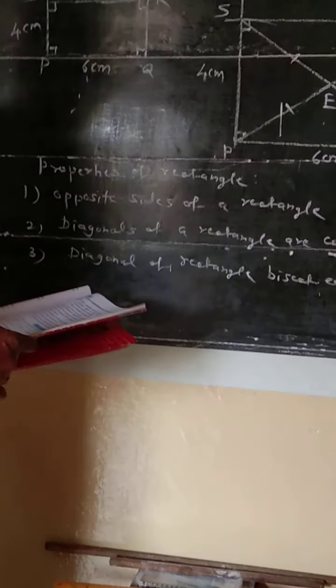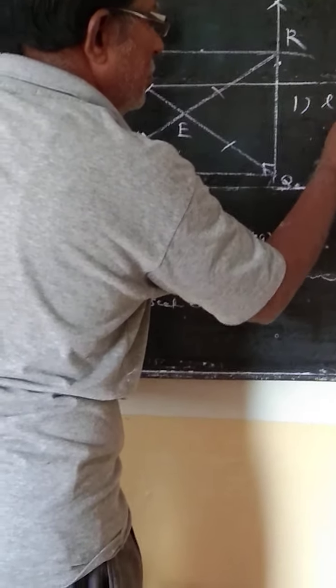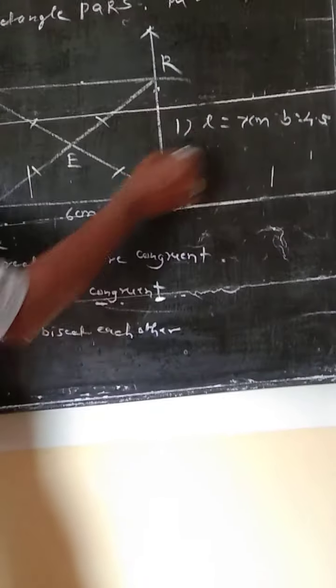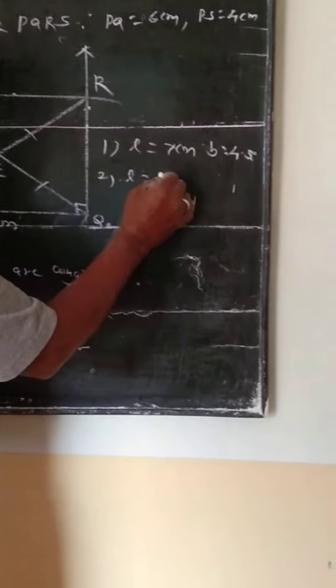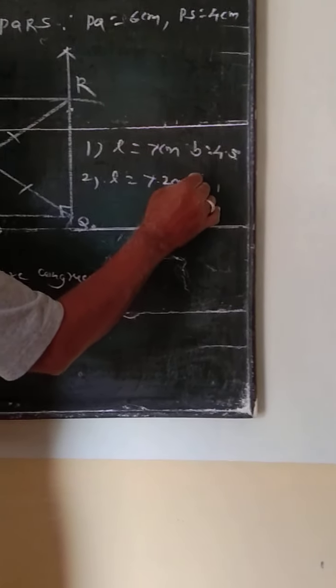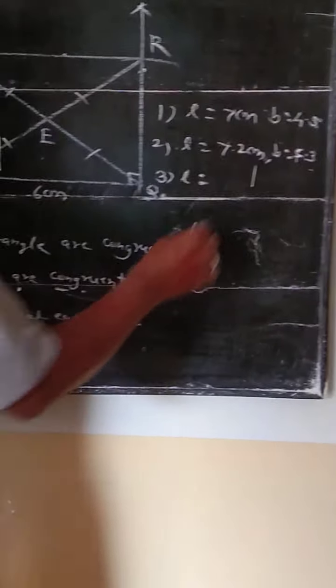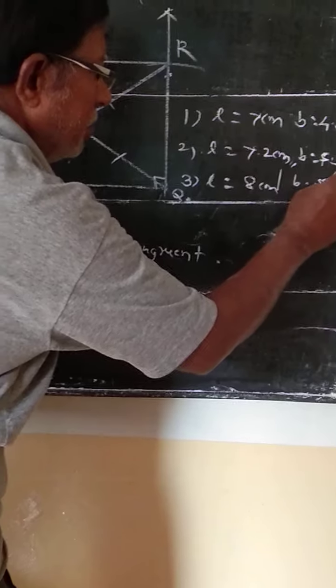Construct this type of rectangle: first, length L is equal to 7 centimeters and breadth B is equal to 4.5 centimeters. Second, length is 7.2 centimeters and B is 5.3 centimeters. Third, L is equal to 8 centimeters and B is equal to 5 centimeters. Send me these three constructions.